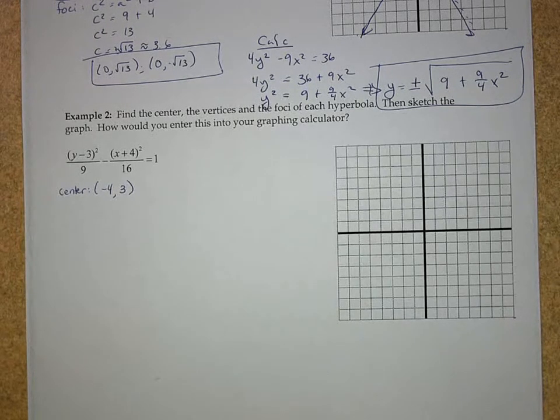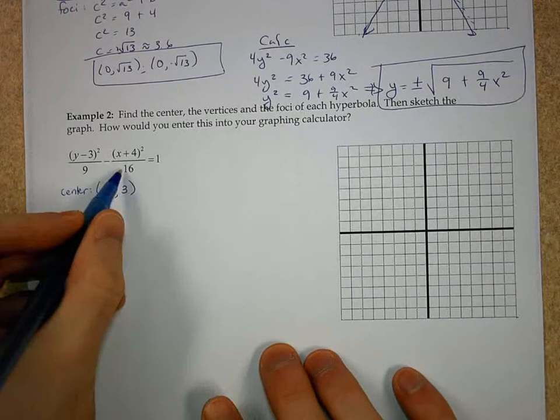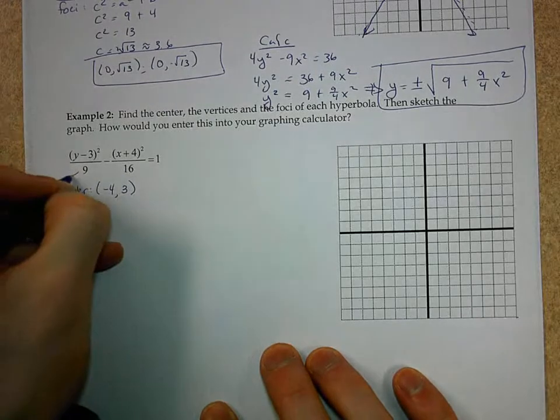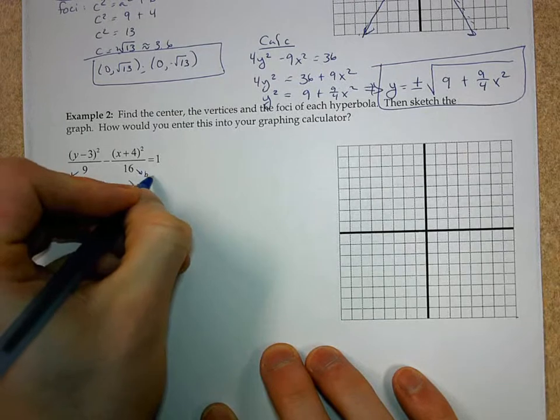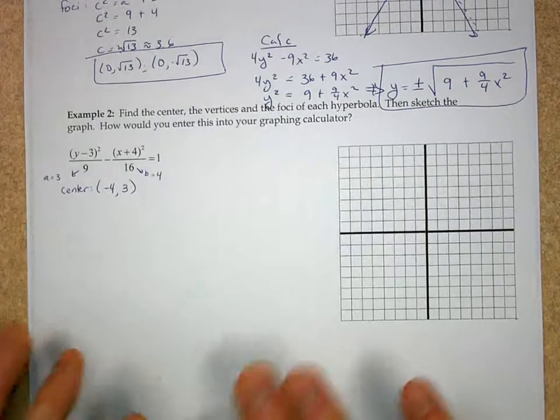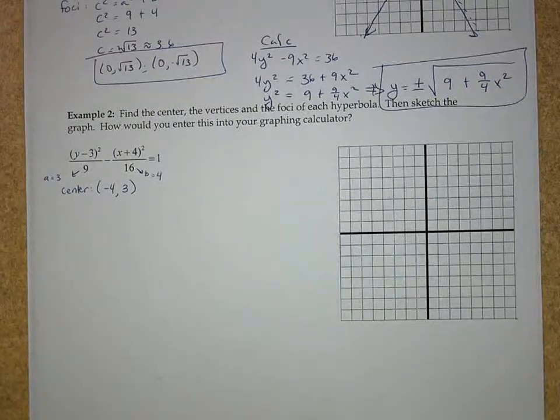We also know that the a is in the denominator of the first fraction, or that positive fraction. So right here this is a squared and this is b squared. So right here we know a is going to be 3 and we know b is going to be 4. A does not have to be bigger with the hyperbola. A is always going to be the first fraction or the positive fraction.